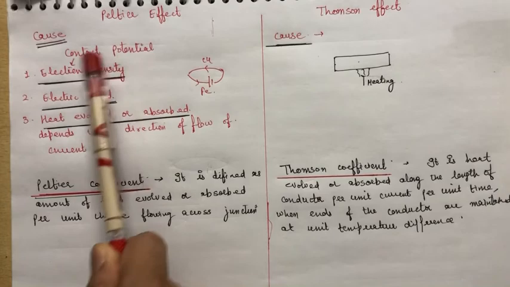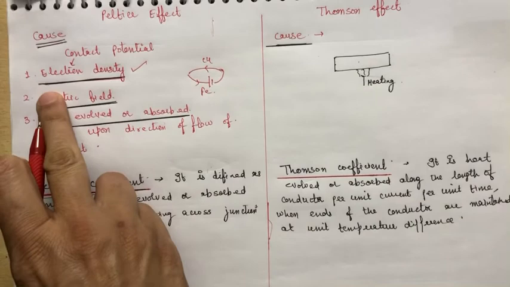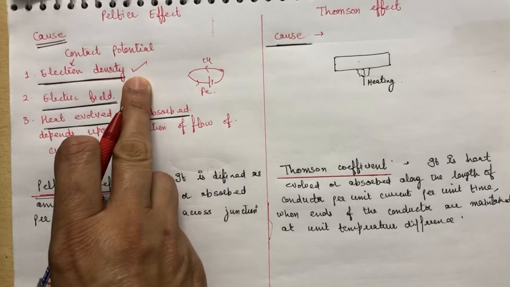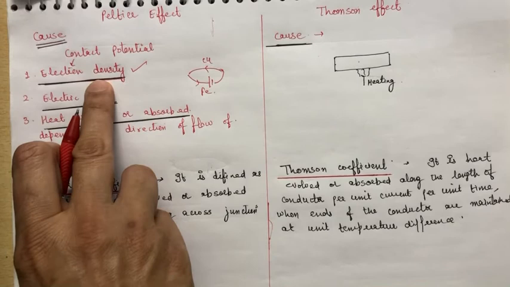That depends upon electron density. Or also we write the cause is electron density gradient. Sometimes we write electron density.